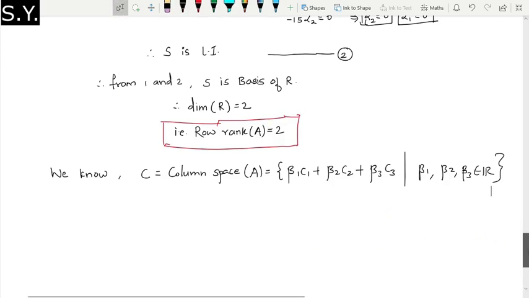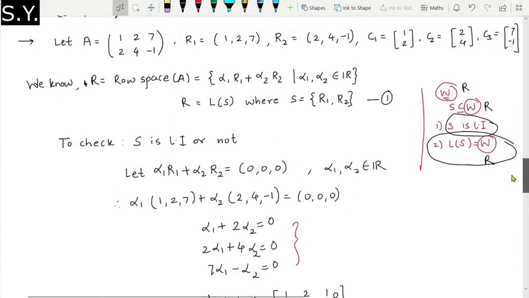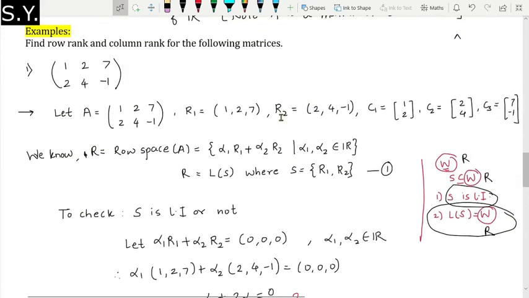What about the row space? Now see, row space was containing vectors from R raised to 3, and this row space is a subspace of R raised to 3. So therefore the maximum rank is going to be 3.